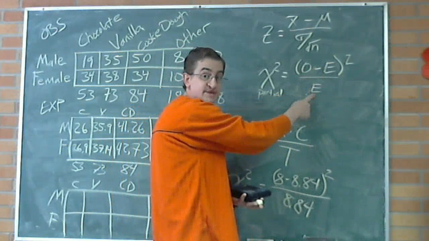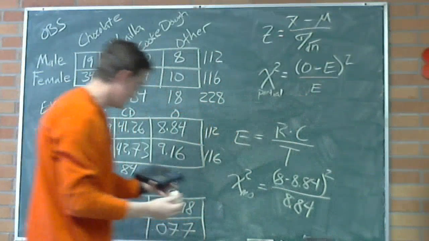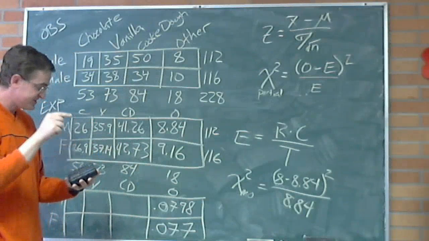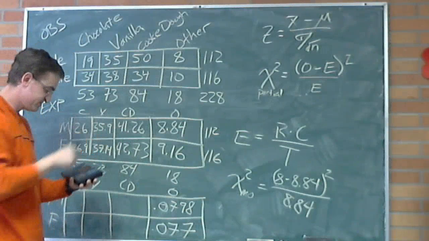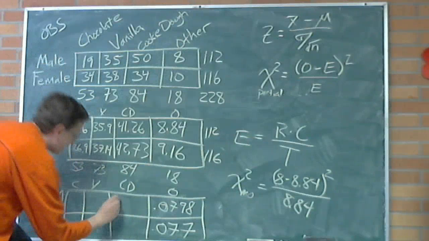Now, if you put the observed down here instead of the expected, that matters. It's got to be expected right here. So I just did 50 minus the 41.26. I squared it. Now I need to divide by expected, which is 41.26. I get 1.85.